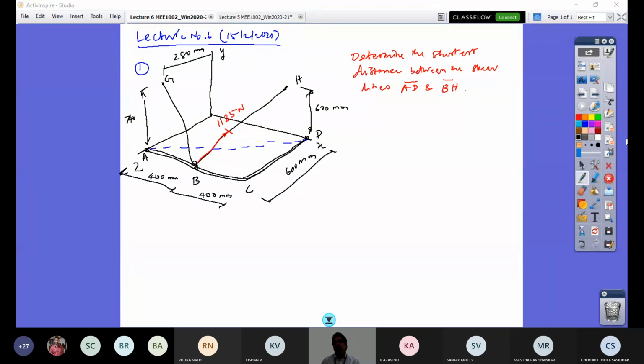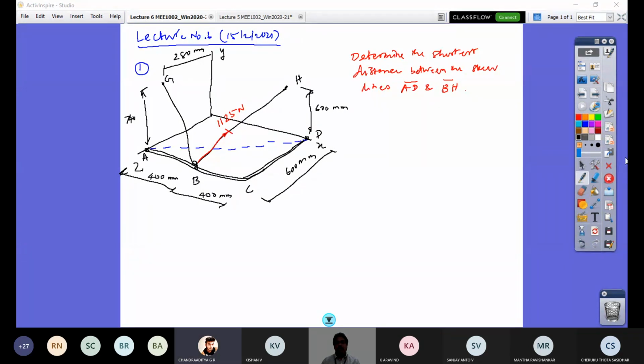Arun. Is Arun present? Chandra Aditya? Yes, sir. Yeah, so can you solve this problem? You understood how to solve this problem? So first we have to find the coordinates of the line. Correct.